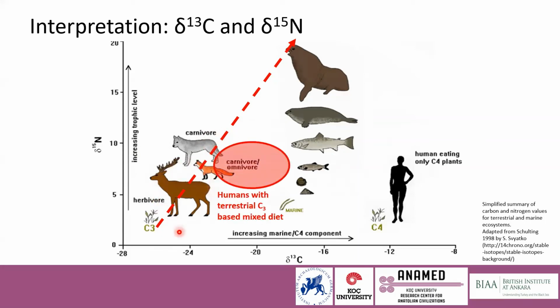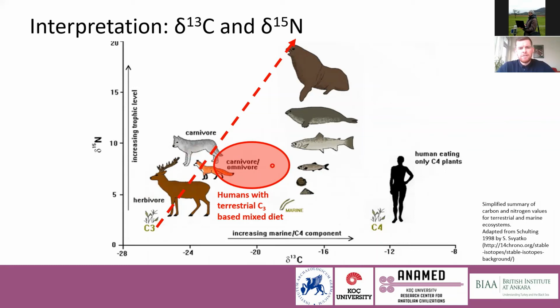Generally, if your humans were consuming a terrestrial C3-based mixed diet, so that's a diet composed mostly of terrestrial C3 plants and also terrestrial animal protein, their value should be somewhere in this kind of range. This is what you'd expect to see. So something between about -18, -19 to about -23, -24 for carbon, and somewhere between about 5 and 10 per mil for nitrogen.